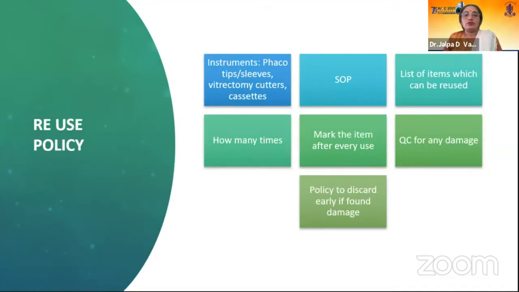So, reuse policy. This is meant for some of the instruments or disposables which should be discarded after single use, like our phaco tip or sleeves, vitrectomy cutter. Now, we need to make SOPs for when they are reused. List out all the items which are reused, how many times they can be used, and mark the item every time after use. So each time you use the item, you mark it. And do frequent quality checks for any damage.